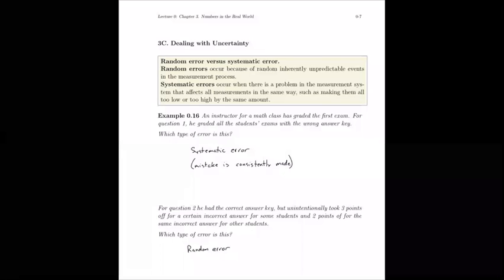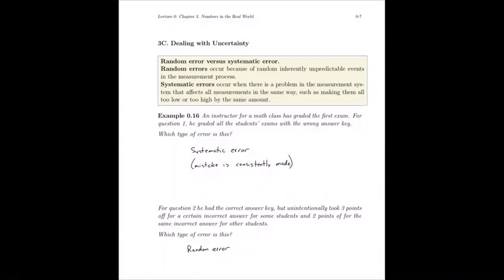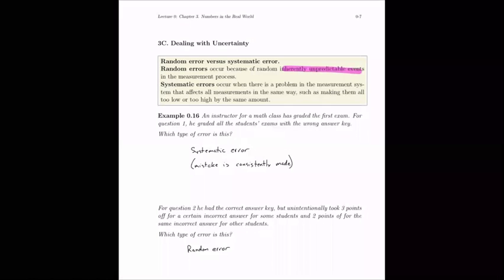Section 3C is dealing with uncertainty in measurement and calculation and whatever else. So the first thing we talk about is random error versus systematic error. Random errors occur because of inherently unpredictable events in the measurement process.